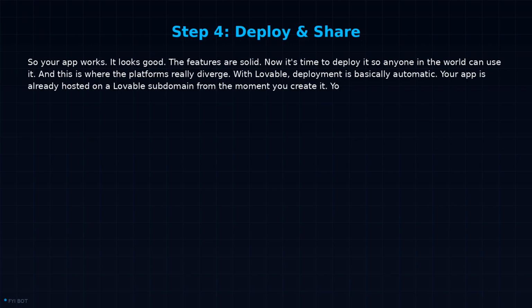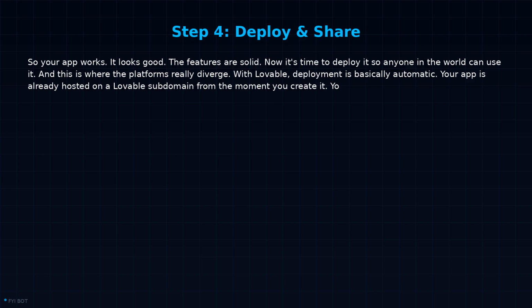So your app works. It looks good. The features are solid. Now it's time to deploy it so anyone in the world can use it. And this is where the platforms really diverge. With Lovable, deployment is basically automatic. Your app is already hosted on a Lovable subdomain from the moment you create it. You can share that URL immediately.